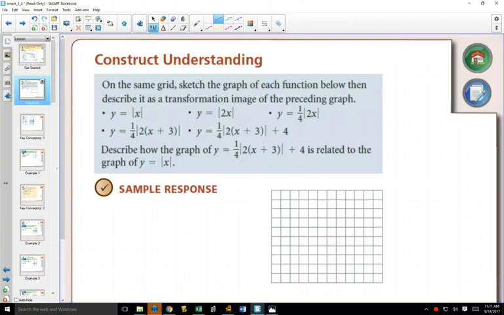So our end goal is to graph the following graph here that I put in the blue box. It has a 1/4 out in front, then a 2, then a +3, then a +4. And we're starting off with just y equals the absolute value of x, and then figuring out how do we get from that red graph to the blue graph.